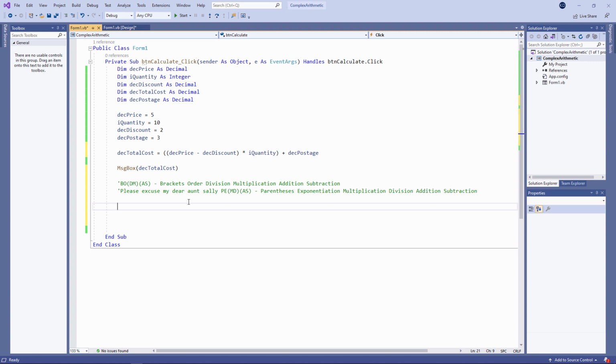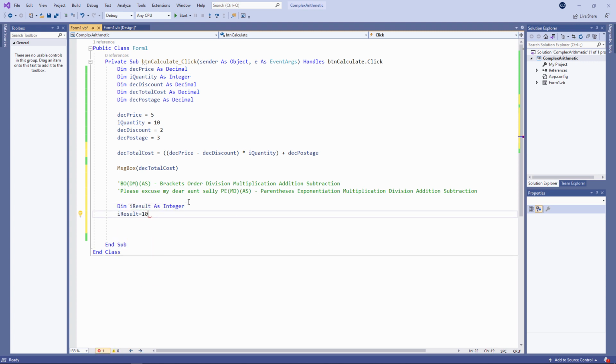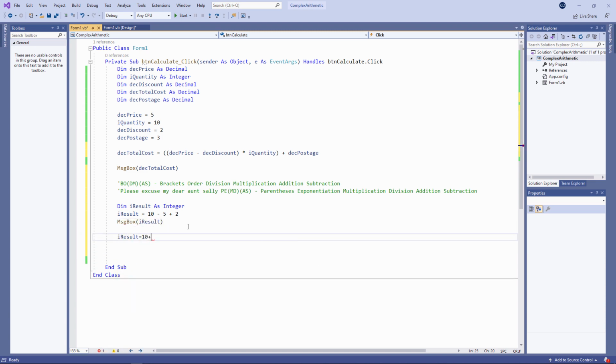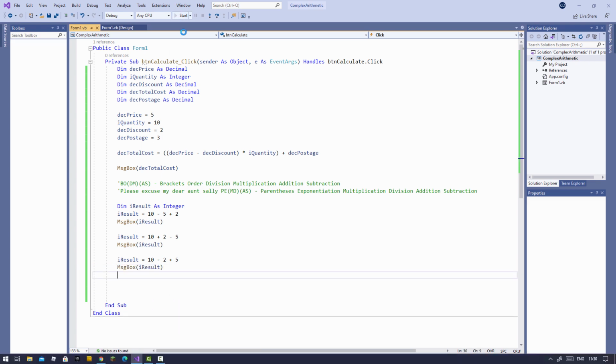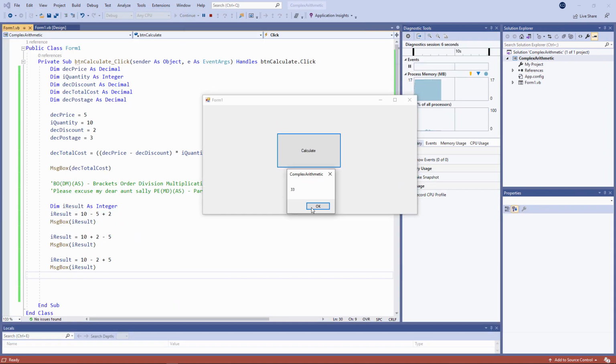Now beware, you might come across this. That's the cost of my cakes. That's 10 minus 5 plus 2. Of course, 10 minus 5 is 5 plus 2 is 7. That is 10 plus 2 minus 5. 10 plus 2 is 12 minus 5 is also 7. All I've actually done is swap around the order of the operations.